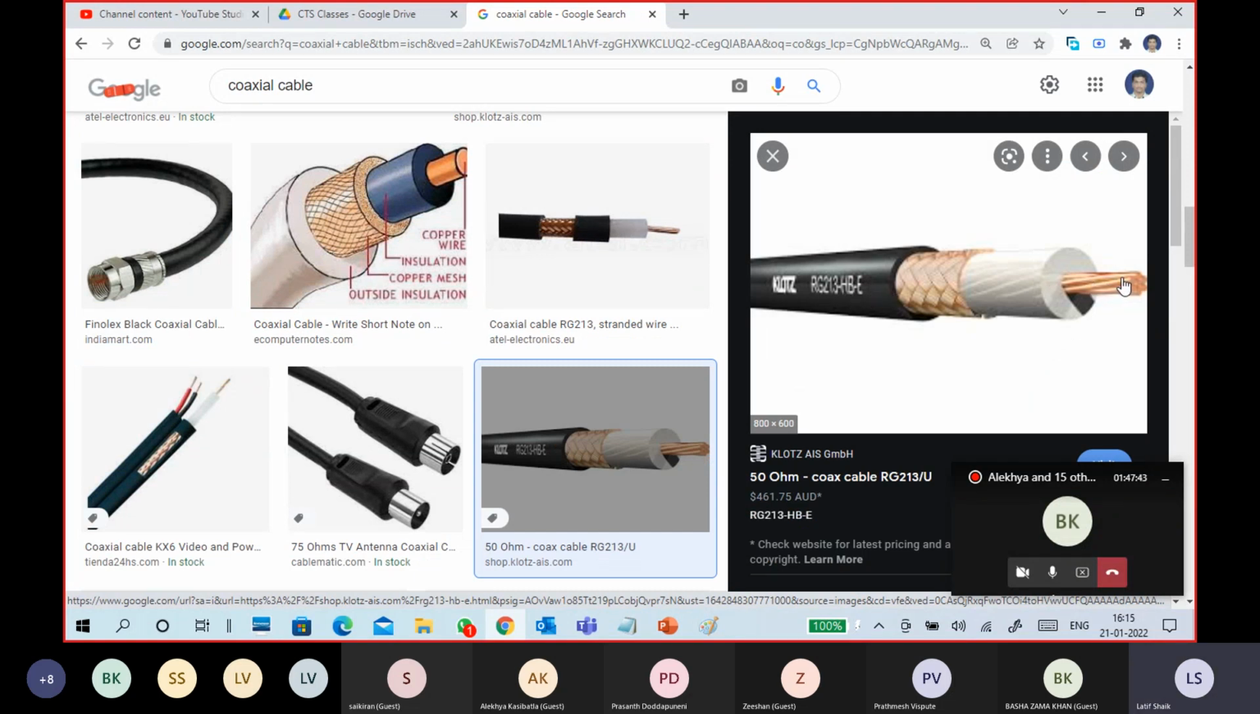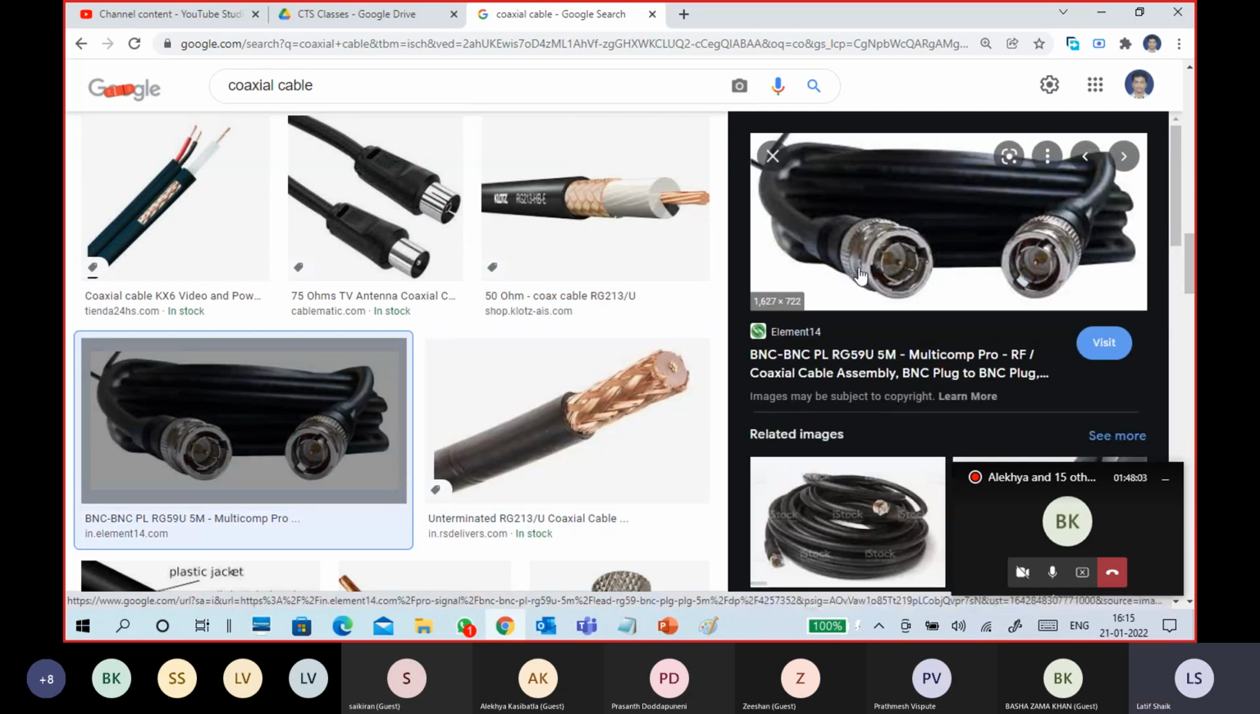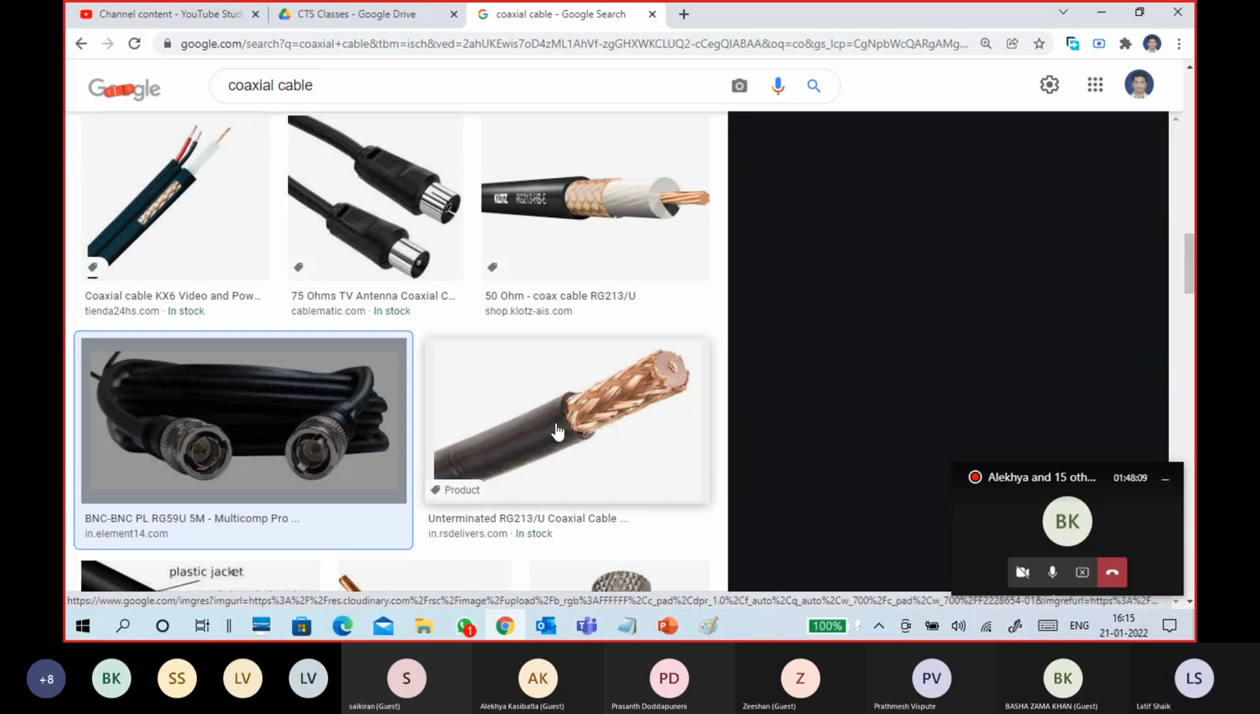So the main copper cable is for main data transmission, surrounded by a plastic insulator, and a copper mesh to protect your data transmission from electromagnetic interference, and there is a plastic insulator outside. So these are the connectors. You have to insert it inside and make sure that it is connected like this.